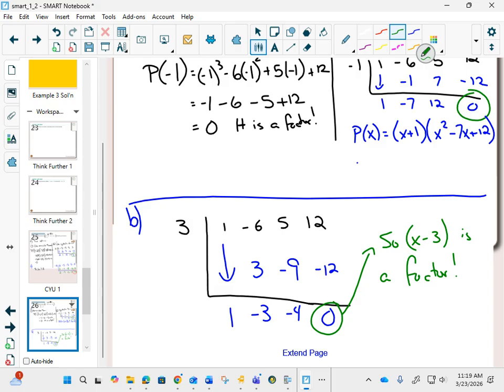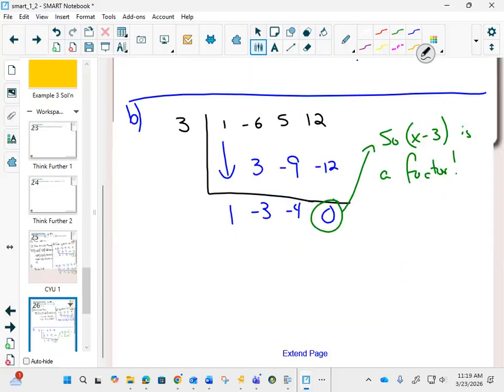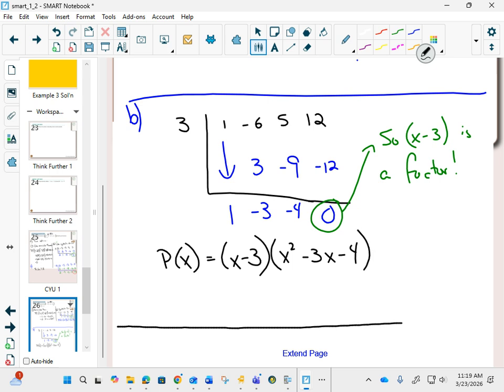That tells us that x minus 3 is also a factor. And since I use synthetic division, I can write my division statement. My divisor was x minus 3, and now my quotient is x squared minus 3x minus 4. Again, leave a space for one more line there. We're going to come back to each of these at the end. So once again, if the remainder is 0, you have started to factor this.